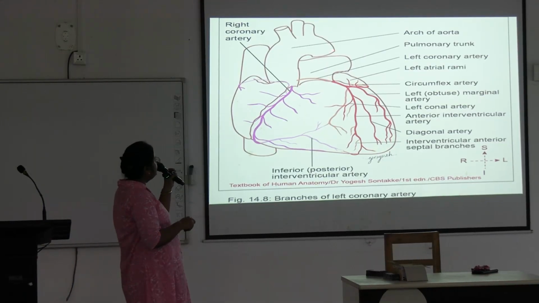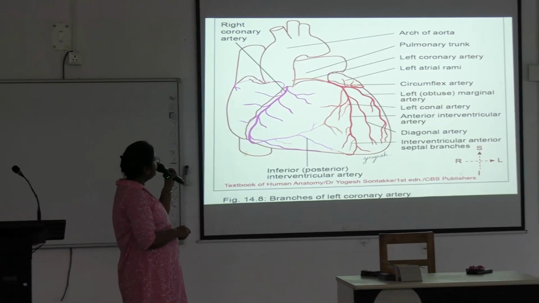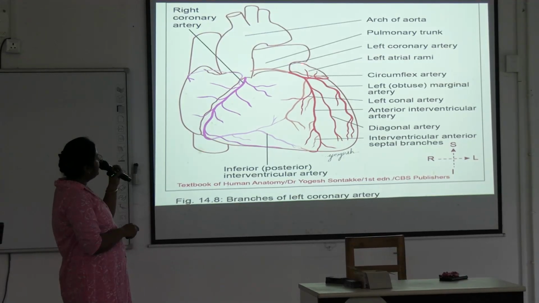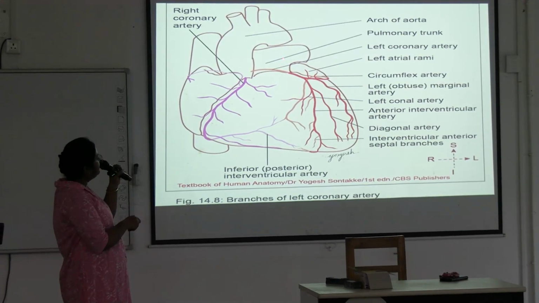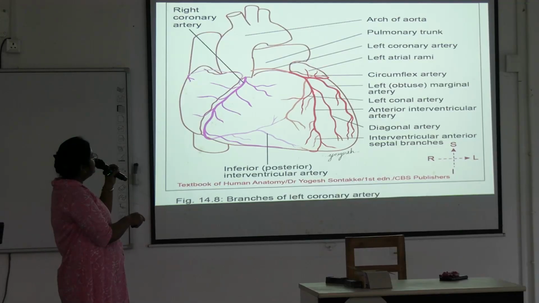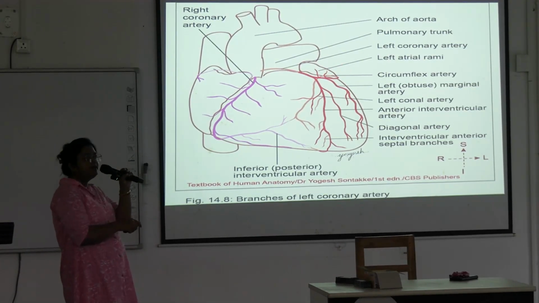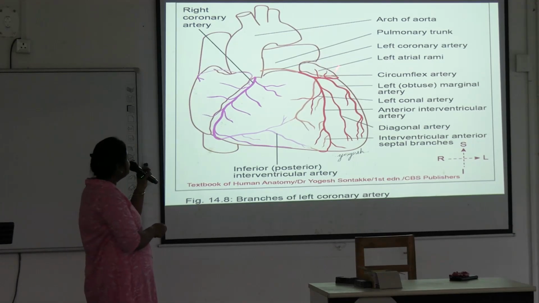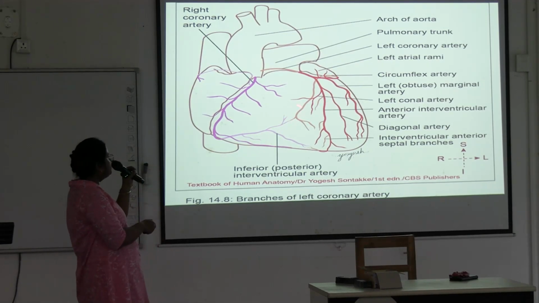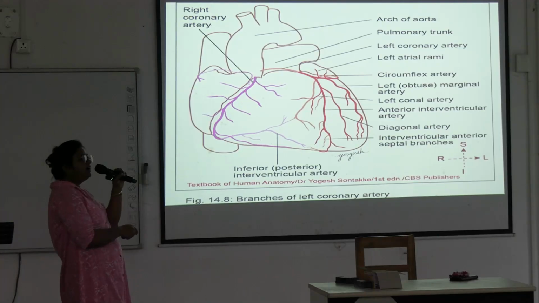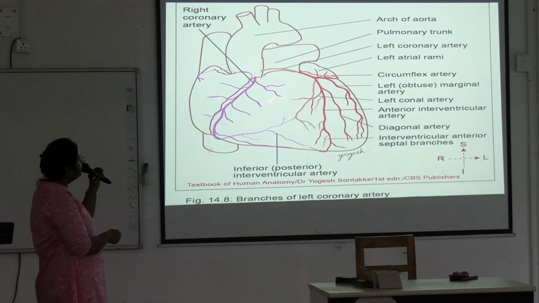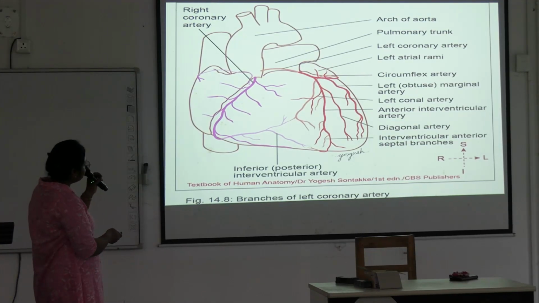Okay. See here the branches of the left coronary artery: left conus artery, anterior interventricular artery and circumflex artery. It is also giving the left marginal artery. This is the diagonal artery, and this part, the circumflex artery, is going to lie on the posterior part of the atrioventricular groove, and finally anastomosing with a branch of the right coronary artery near the crux of the heart, okay.